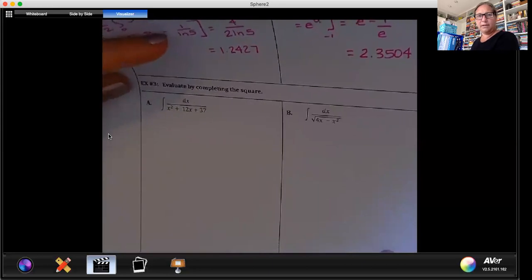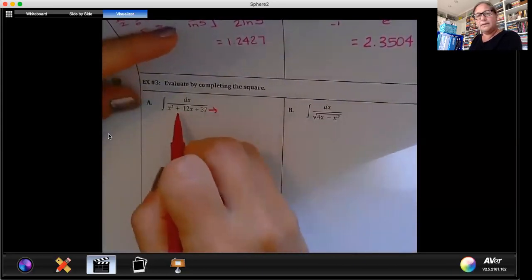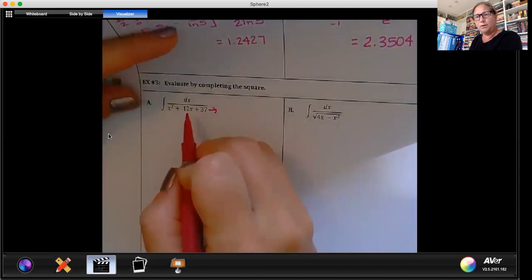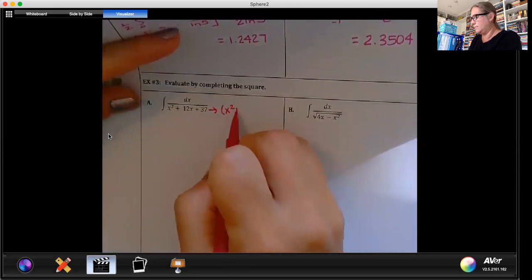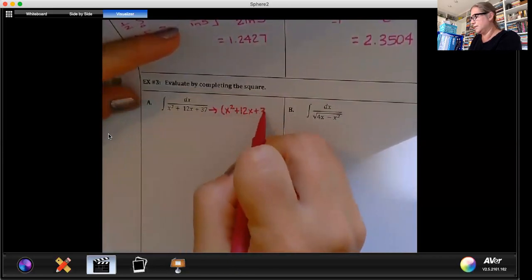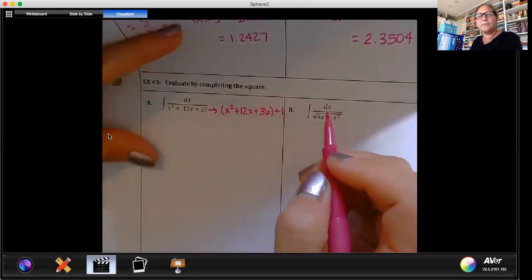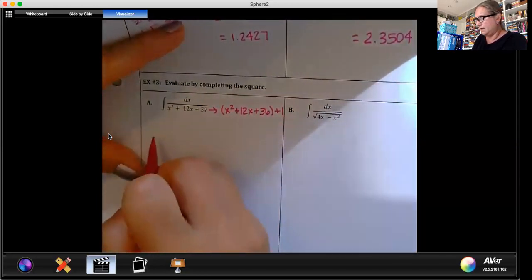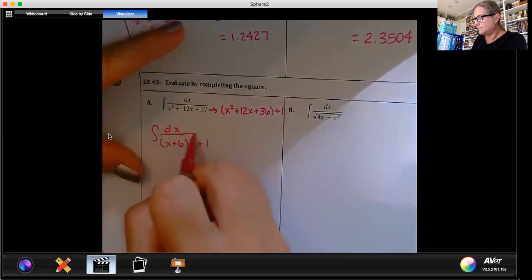And evaluate by completing the square. We've done a few of these here. So this bottom one, we want this to be, because of that middle term, middle number divided by 2, 6. So we want this to be x squared plus 12x plus 36, which means plus 1 out to the side for the perfect square and to equal 37. So we have antiderivative of dx over x plus 6 squared plus 1.